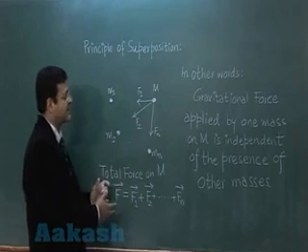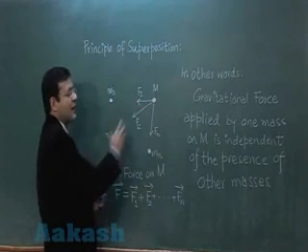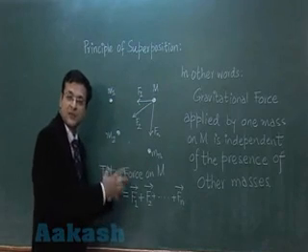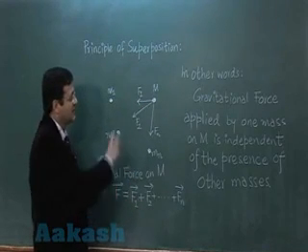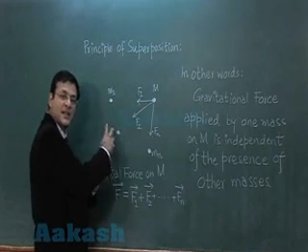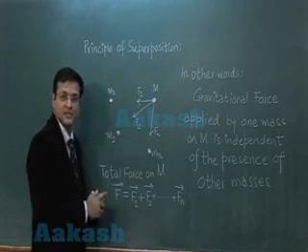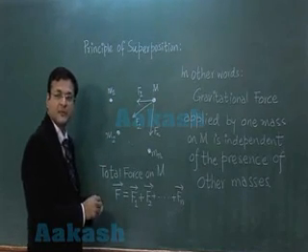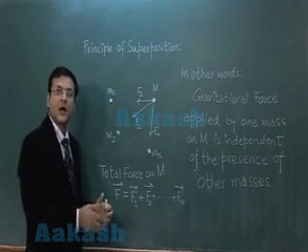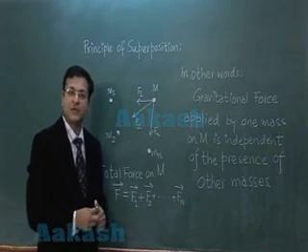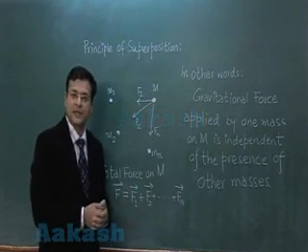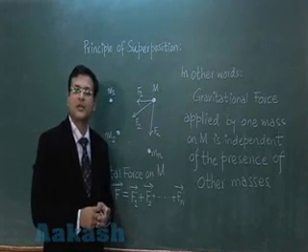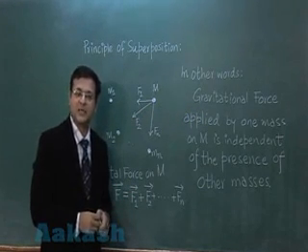One way of expressing is that the net force acting on M is the vector sum of individual forces, and in other words you can say that the force applied by one mass is independent of the presence of other masses. These are the two common ways in which you can express the principle of superposition. Now when we get into the applied part of this Newton's law of gravitation and principle of superposition, let us talk about a very important concept which you call acceleration due to gravity.